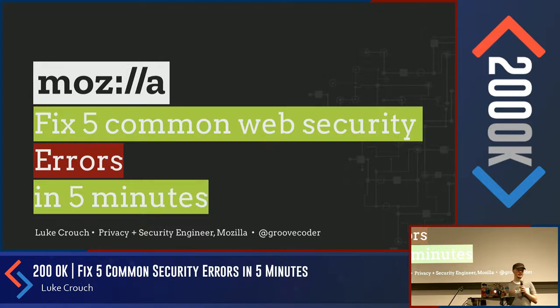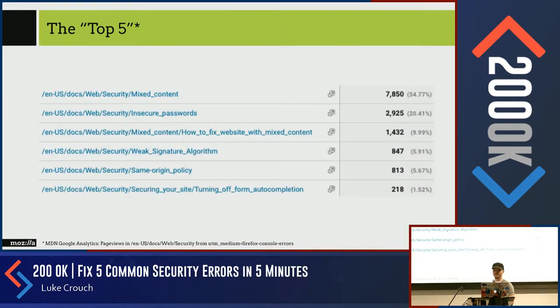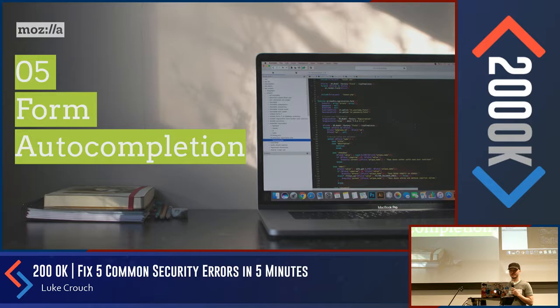Okay, so I have 50 slides and 5 minutes, so we're gonna do this fast. I found the top 5 web security errors by looking at MDN Google Analytics to see what developers are hitting, and when they click the console error message, we can see it on our analytics.